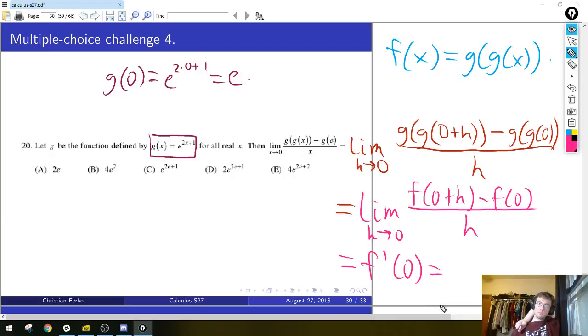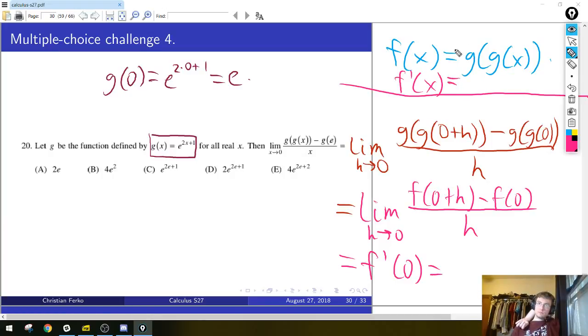If we just look at the top equation, f of x is g of g of x. If I differentiate both sides of this, because I want to find f prime, so differentiate both sides of this equation with respect to x. On the left, I get f prime of x. What do I get on the right?